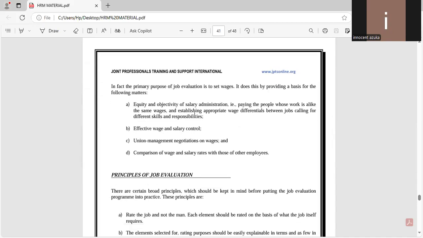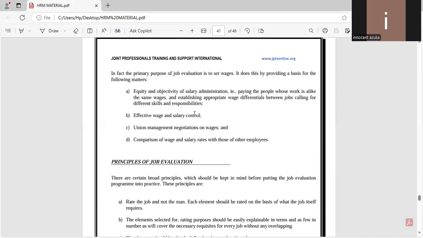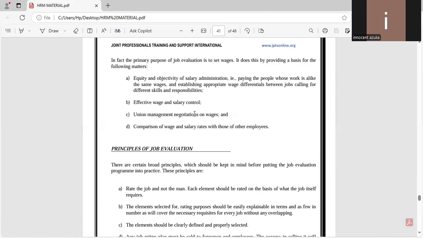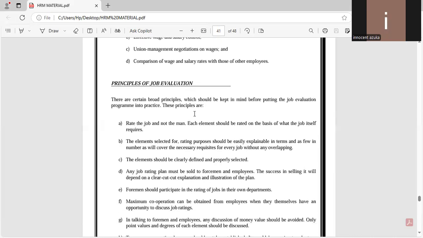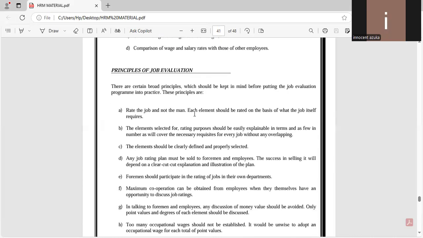So the principle of job evaluation is to rate the job and not the man. Each element should be rated on the basis of what the job itself requires. So it's the job you rate and not the man that is doing the job. The elements selected for rating purposes should be easily explained, clearly defined and properly selected.